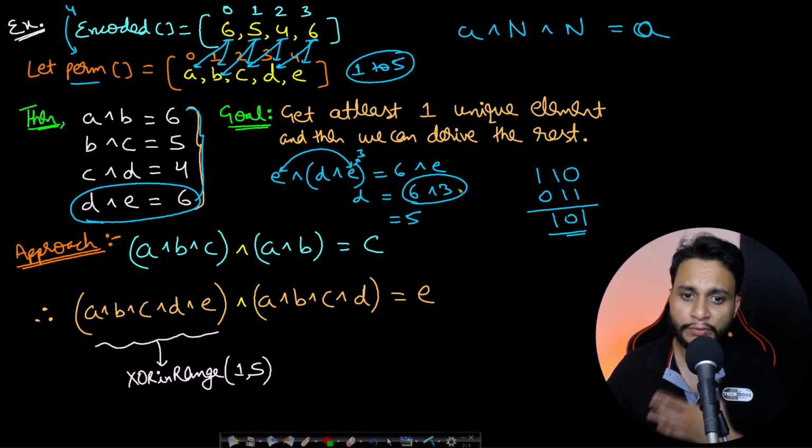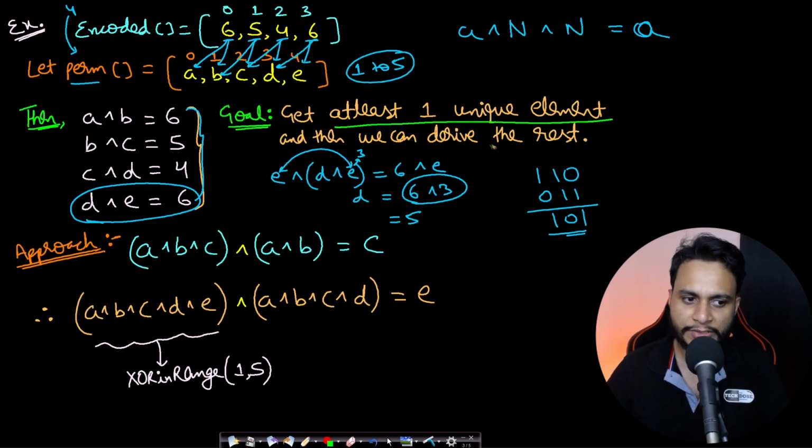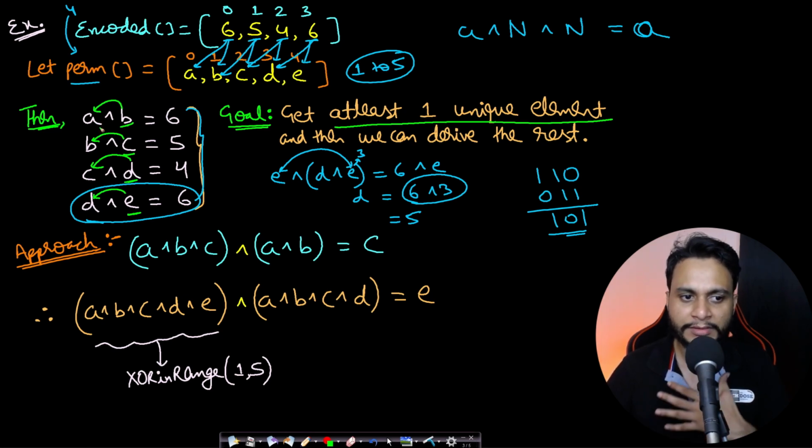This is how, if you know at least one unique element, then we can easily derive the rest of the elements. I had assumed that I know the value of E, so I was able to derive the value of D. Now if I know D, in a similar way I can derive C, and if I know C I can derive B, and if I know B I can derive A. So I can derive all the rest of the elements having known at least one unique element. So the important question here is how to find out the first unique element. Like let's say how to find out this E.